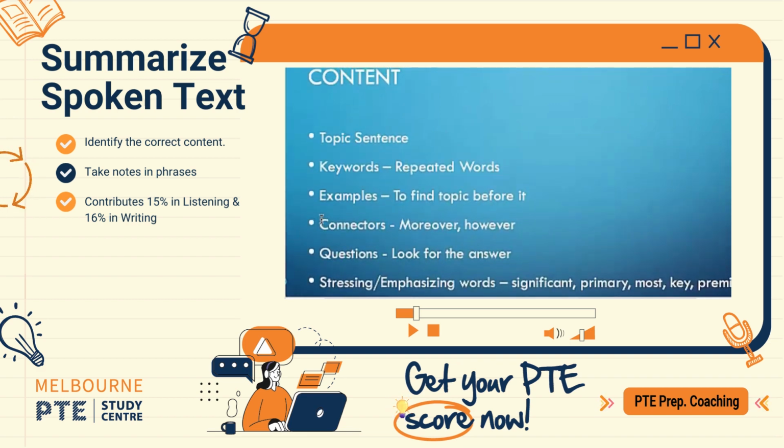Now, obviously, we talked about content being the most important part. So how do we write down content or pick up content? The basic way we pick up content is through this method. The first thing that we try to pick notes out of is the topic sentence. So the first thing you should be trying to do is take notes out of the topic sentence. What is the topic sentence? Does anyone have any idea about the topic sentence?